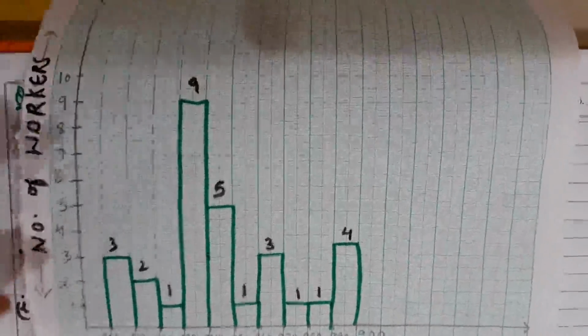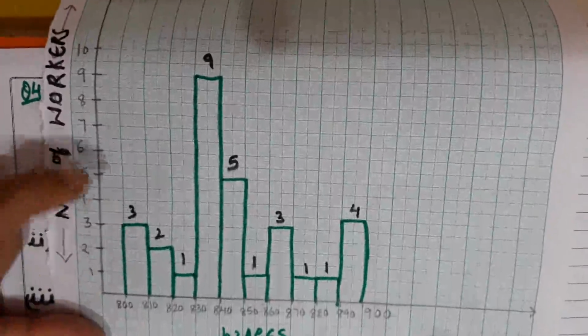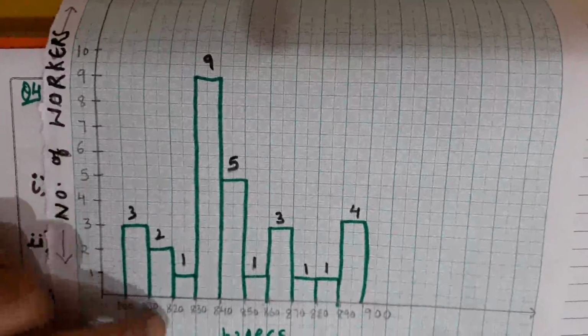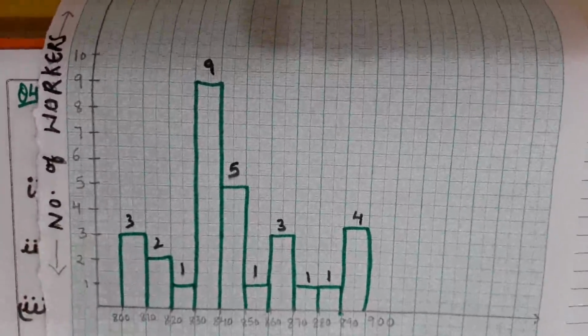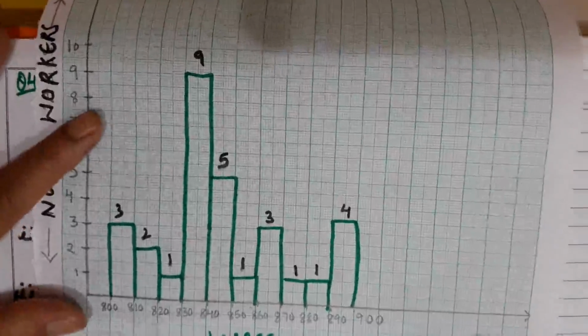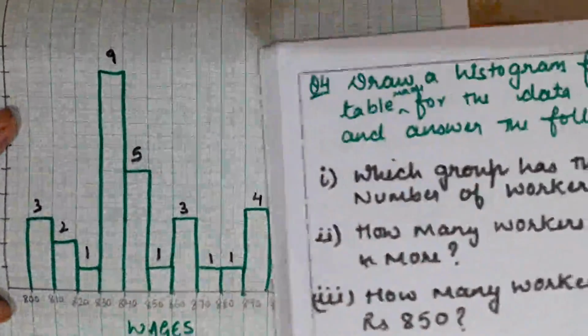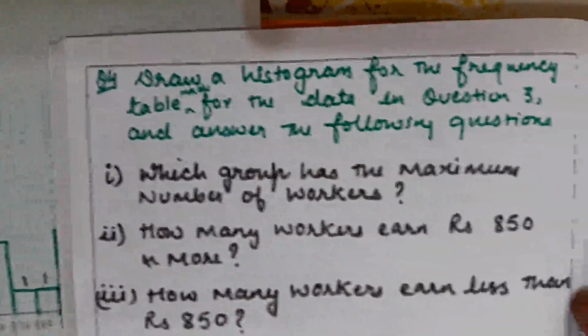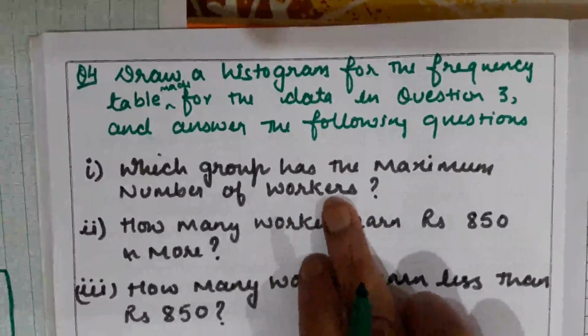I have written all the data: between 800 to 810, 3 workers are there; between 810 to 820, 2 workers are there. In this way I have made the histogram. Now you have to solve the questions according to this histogram. Let's see the very first question. Which group has the maximum number of workers?